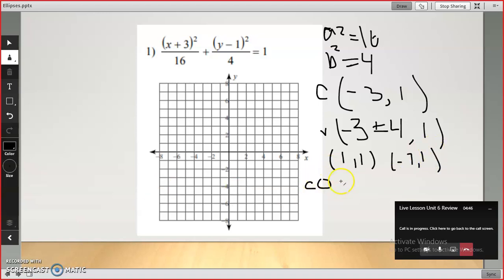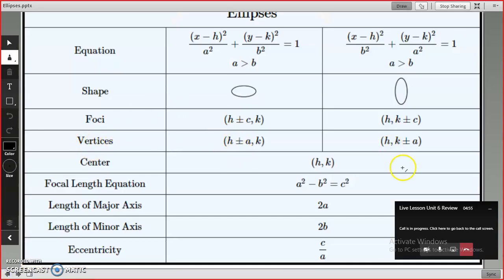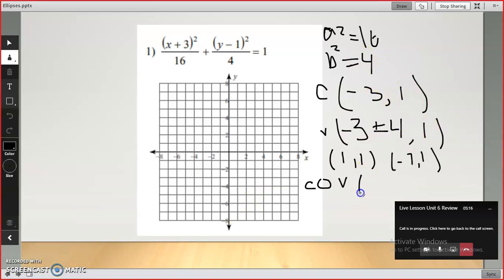Co-vertices, and let me go back really quick. On here, it doesn't actually say co-vertices, it just says vertices. So this is my vertices for the horizontal. However, if I want to find it for the vertical, then my co-vertices is the opposite and vice versa. So the co-vertices would be instead -3, 1, plus or minus the square root of 4, which is plus or minus 2. And again, I can solve those out. That'll give me -3, comma 3. That's 1 plus 2 is 3. And -3, 1 minus 2 is -1. Okay.